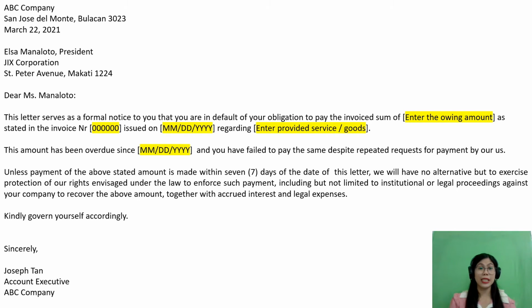So those are some examples of business letters that you can use as your guide as you write your own business letter. So that would be all for the day.